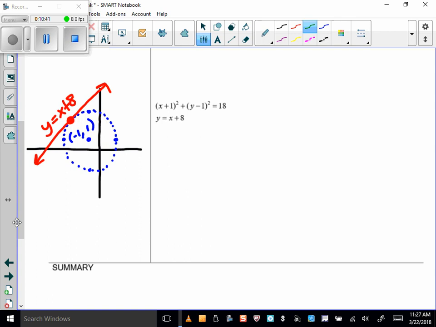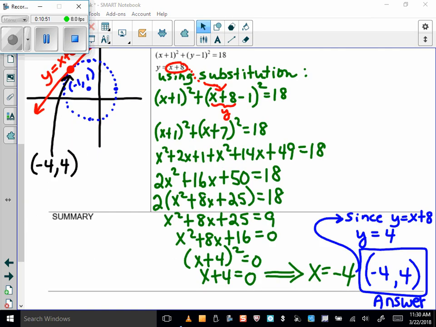Okay, here's another one, a little bit more challenging. Why don't you give it a try? I'll put the solution up, and you can come back and check it. All right, here we go.